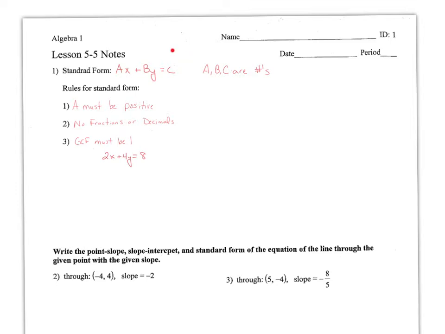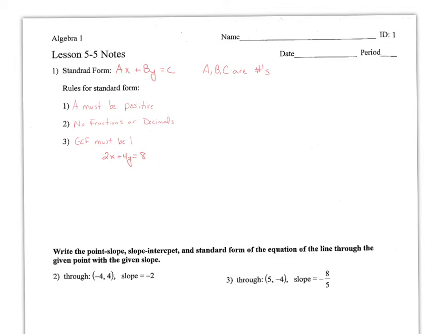Okay, standard form is simply ax plus by equals c. Now, what's important here is that your x and your y need to be on the same side now, okay? Also, a, b, and c, they're just numbers. So a, b, c, they're just numbers, okay? But what's important to note here is that we're going to put x and y on the same side.